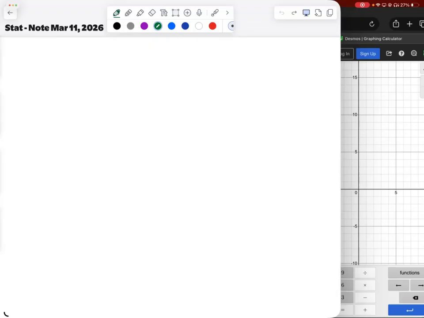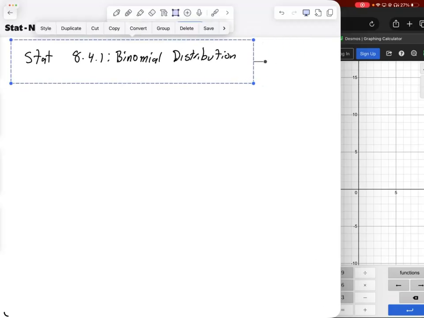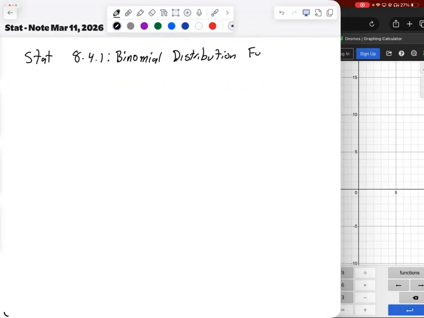8. Stat 8.4.1 Binomial distribution function, or binomial distribution function, day 1.